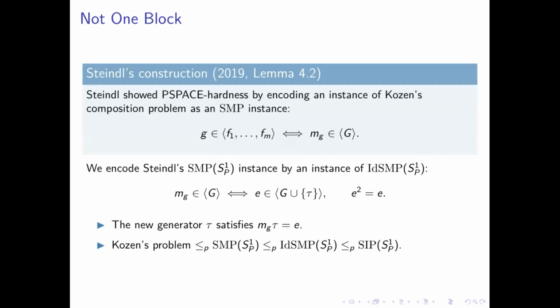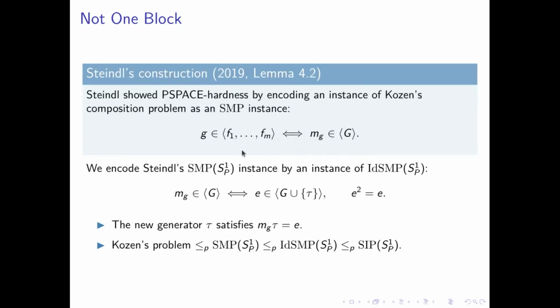Okay, when you don't have just one block, then in this case we reduce the coset composition, or function composition, problem, which is a PSPACE-complete problem. But Steindl shows that this coset composition problem reduces to SMP over this combinatorial Rees matrix semigroup with 1. And he showed this using his own SMP instance.